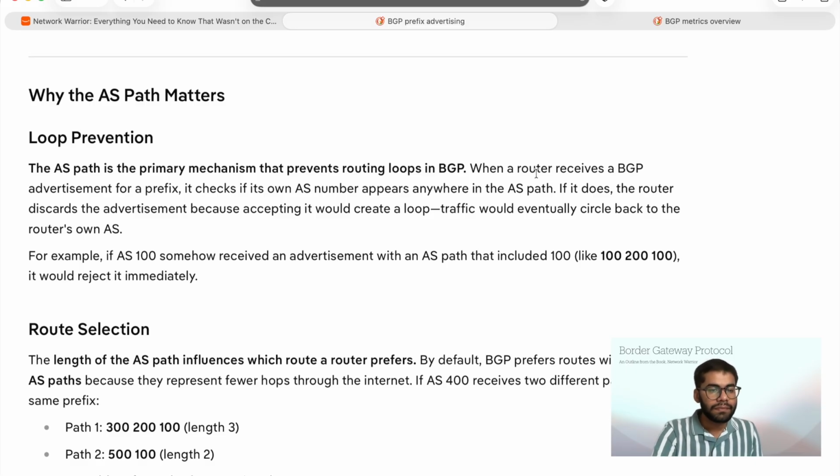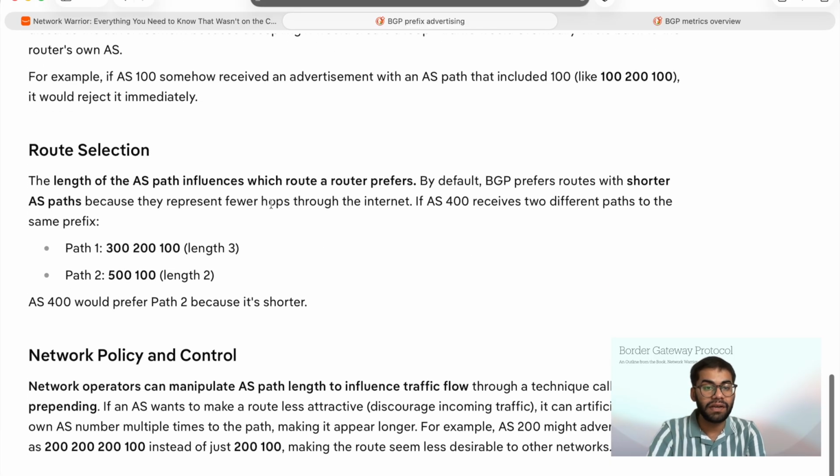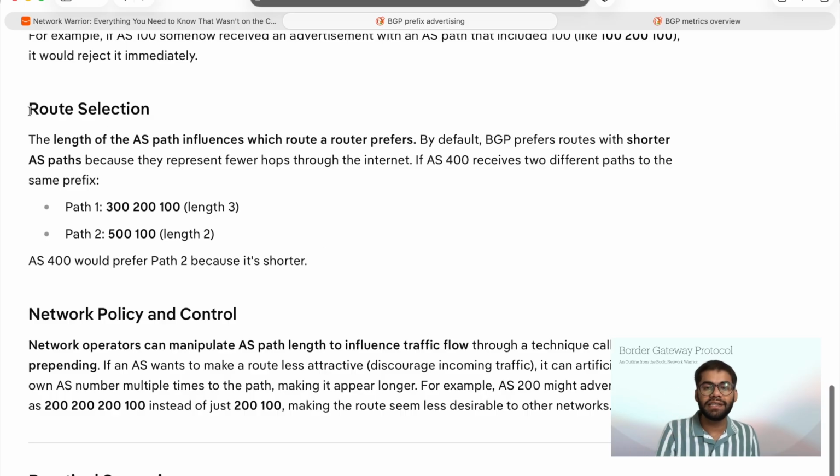Okay, as I said, this is the route selection criteria. Suppose path 1 of the same network is 300, 200, then 100, then this network address, and path 2 has 500, then 100. So we have to consider the length. The shorter the length, the more preferred. So the path through autonomous system 500 will be more preferred because it is shorter, as it only contains two values.